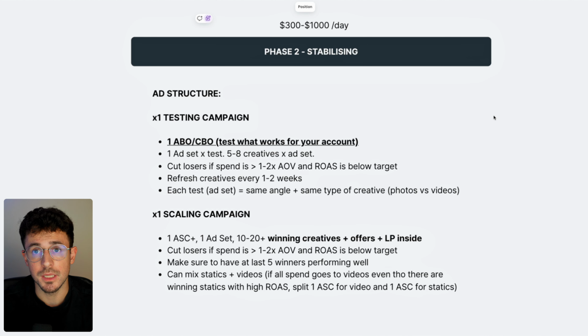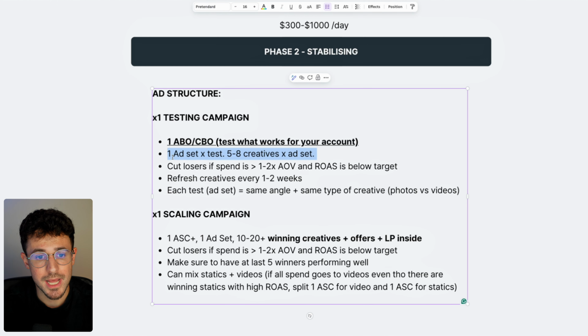Yeah, this is basically the explanation. I will probably make another video in the future when I go more into details about the difference and when you should choose an ABO and when you should choose instead a CBO. What you want to have is one ad set per test, and you want to have 5 to 8 ad creatives inside each single ad set, either an ABO or CBO setup.